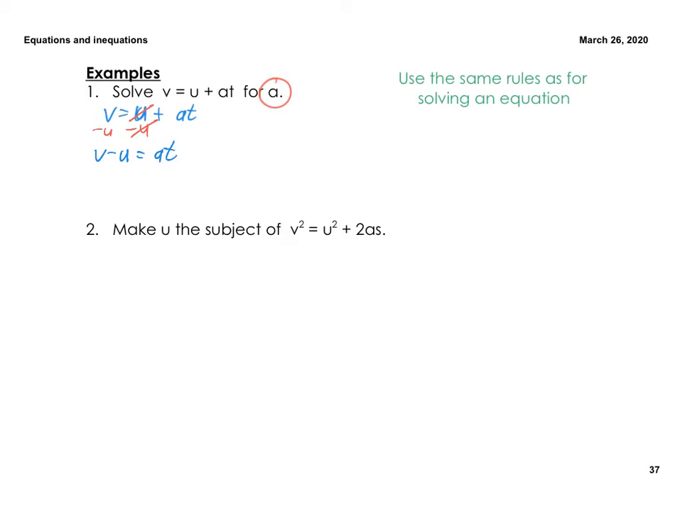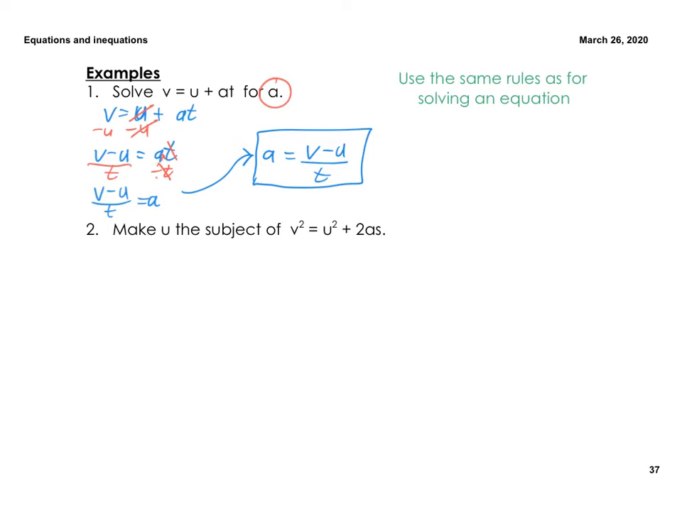Between the a and t, of course, there's a little tiny times. Opposite of times is divide. So to get that a by itself, let's divide by t. We'll divide this whole thing here by t as well. Okay, we now have v minus u on t equals a. And of course, that's the same thing as saying a equals v minus u over t. And that is my answer.